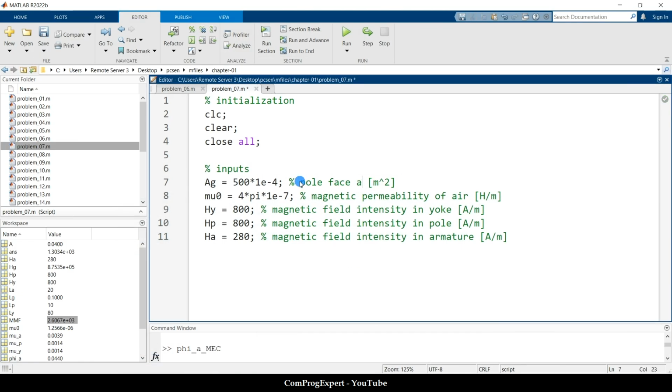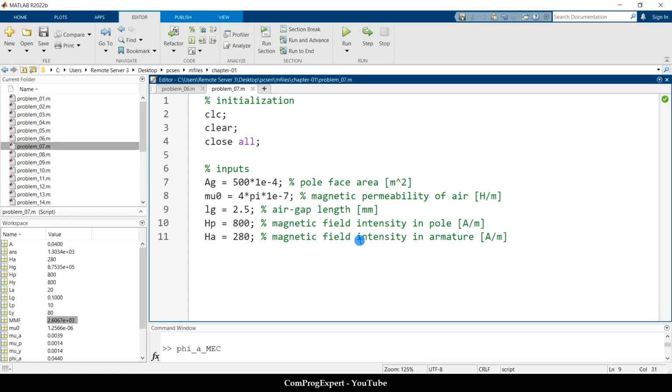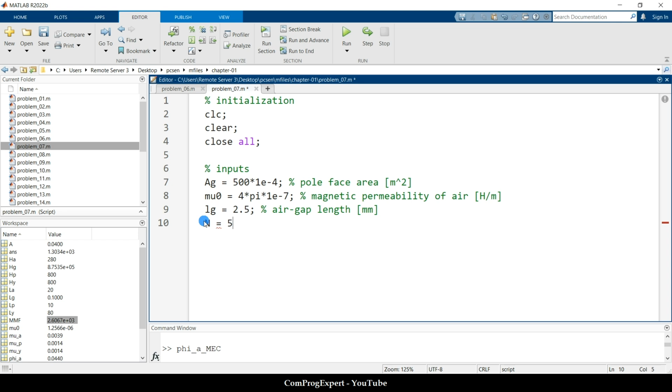Pole face area. The length of the gap is 2.5. The air gap length, the unit is millimeter. And the number of turns is 500. This is n equal to 500.